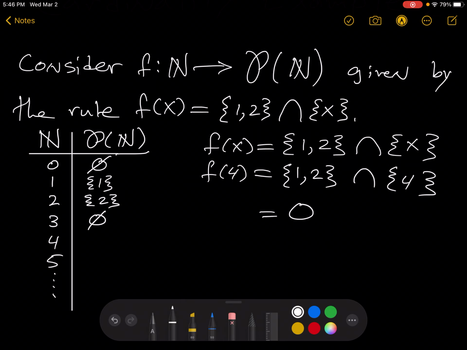Similarly, f of 4 is the empty set. Similarly, f of 5 is the empty set. And we see that since all natural numbers greater than or equal to 3 are not going to have anything in common with the set containing 1 and 2, f of x for x greater than or equal to 3 will always be the empty set.